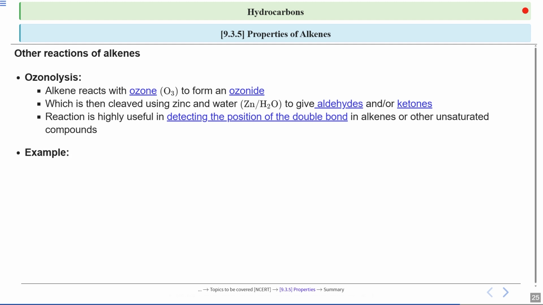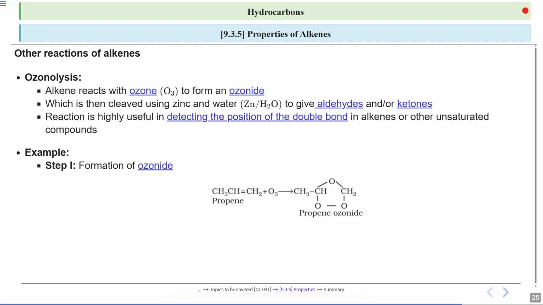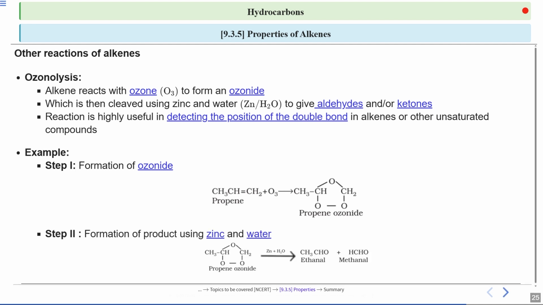Let's see how. For example, in step 1, what will happen? The alkene will react with ozone to form ozonoid. You can see in the reaction how the ozone molecule is getting attached to the double bond of the propene to form the propene ozonoid. That is the next step. This ozonoid which is formed is further reduced by zinc and water to form what? It is forming aldehydes, which are ethanal and methanal. So these are the products of your ozonoid breaking.